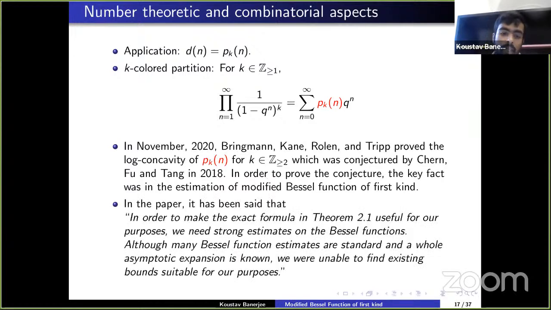So in the paper, they say that in order to make the exact formula in Theorem 2.1, meaning the theorem for their log-concavity of p_k(n) or p_alpha(n), useful for our purposes, we need strong estimates on the Bessel functions. Although many Bessel function estimates are standard and a whole asymptotic expansion is known, we are unable to find existing bounds suitable for our purposes. I did a search, but I couldn't find such a result in detail. But as I was new in this domain, I had to rely on their comment, and they studied a lot and say that there is no such formula. Although several estimates exist and the whole asymptotic expansion is known, what they need is not available.